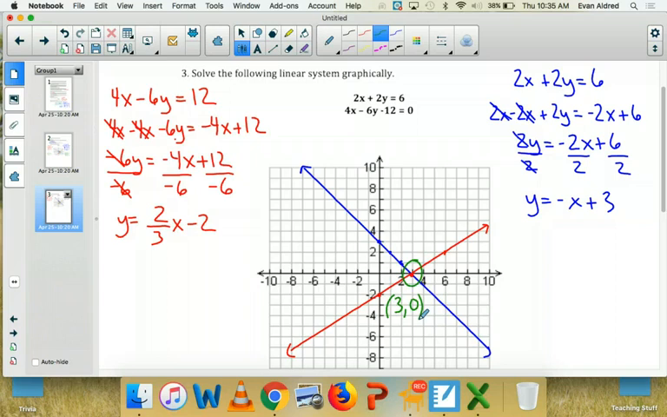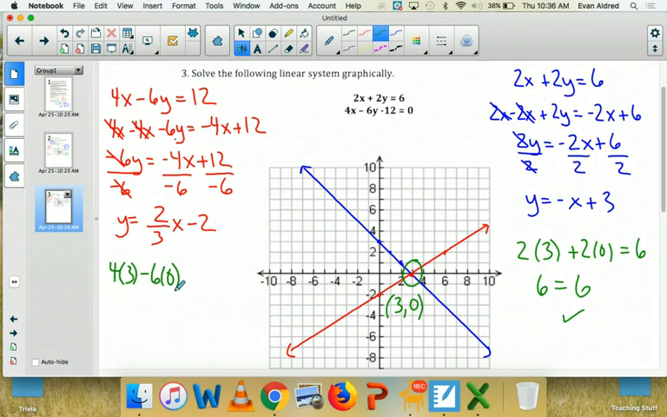And now we do our checks. So starting with the first equation, where I see an x, I'm plugging in 3. Where I see a y, I'm plugging in 0. So 2 times 3 is 6. 2 times 0 is 0. 6 does equal 6. So good start. Now over here, where I see x, I plug in 3. Where I see y, I plug in 0. 4 multiplied by 3 is 12. 12 subtract 12. 0 equals 0.